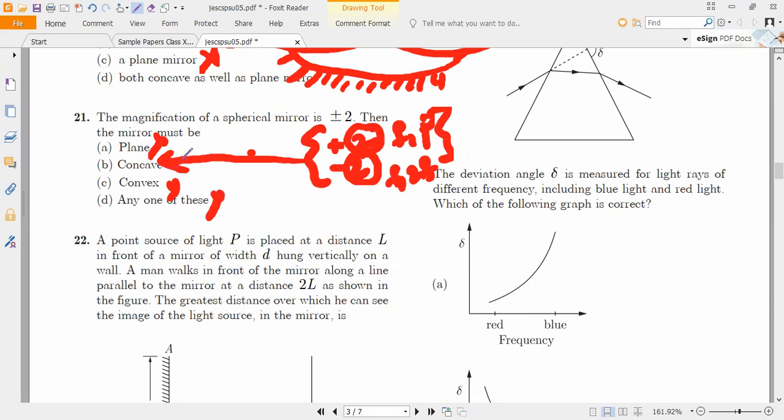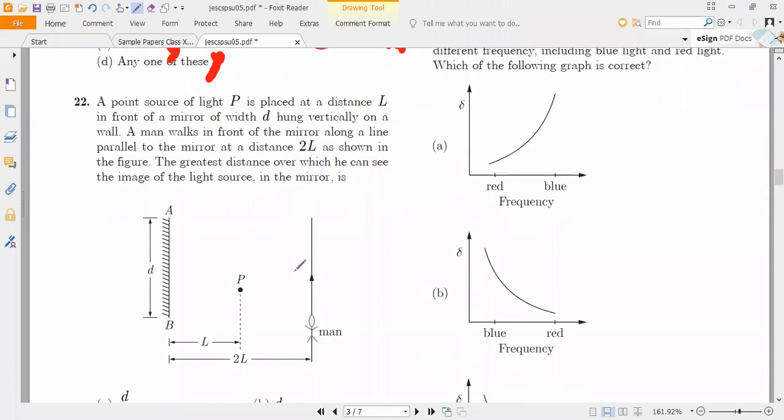If it is a lens, what will come? Convex lens. Do you understand? The next question is a thinking question. Be careful. This is regarding mirrors, but it is not a new question for us. Easily you people can solve.